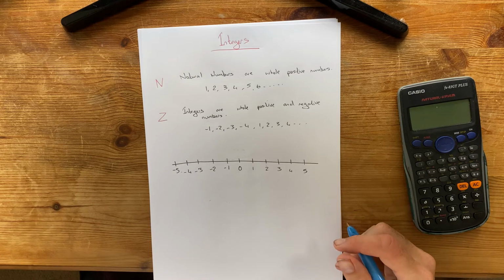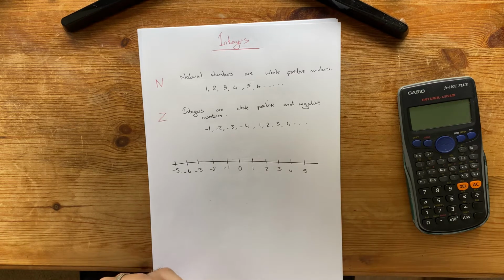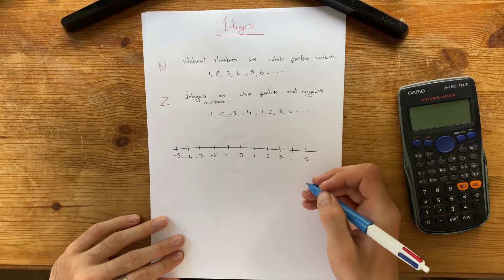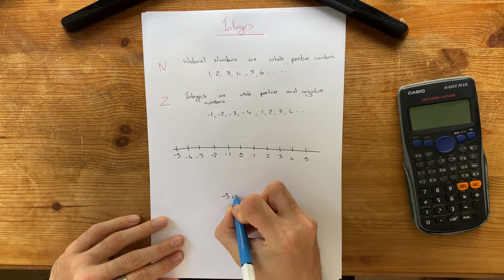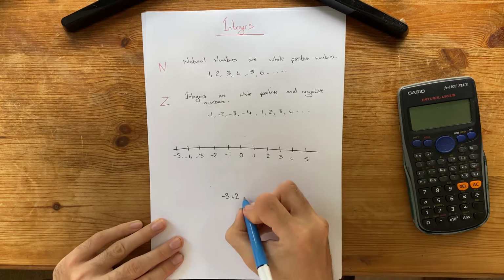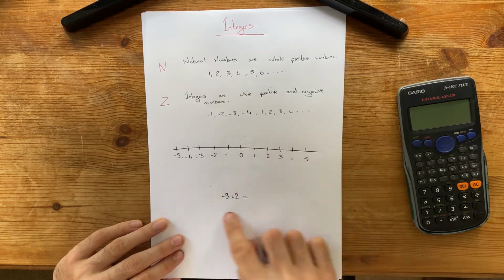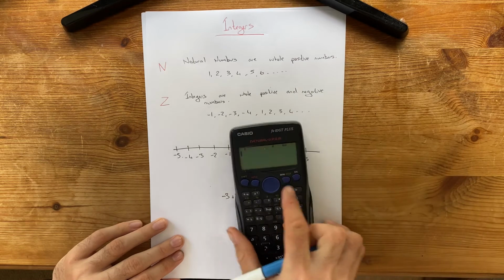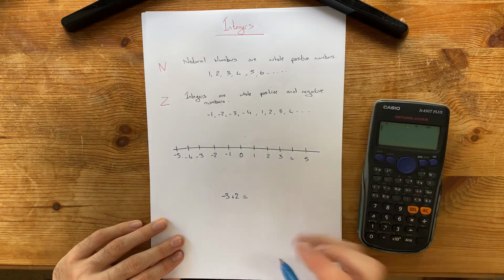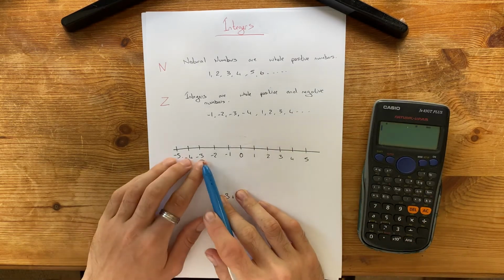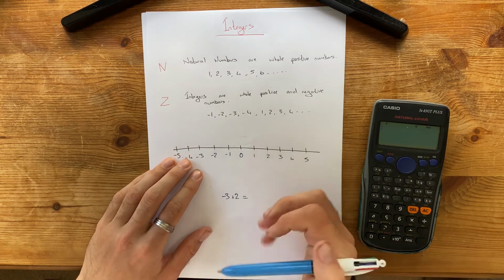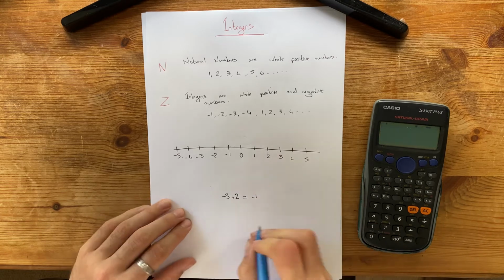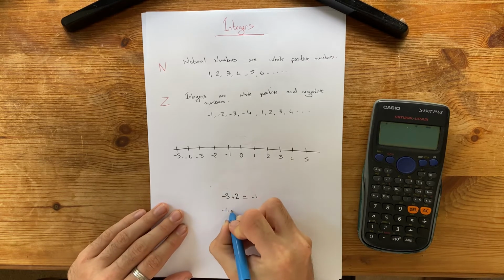If I was to say, let's say, -3 plus 2. This is a simple enough one. If you weren't able to do that in your head, or you didn't have a calculator on you to do it, go to -3, and because we're adding 2, it means we're going to the right twice. So we're going 1, 2, and we get to -1. And that's your answer.